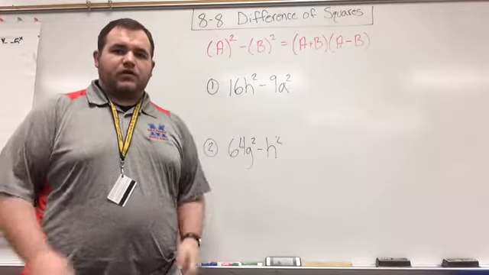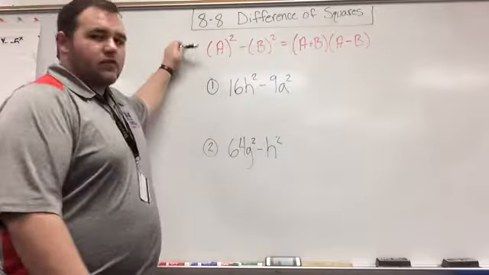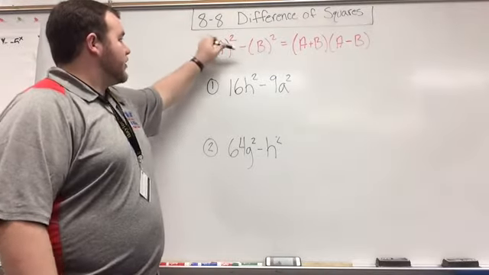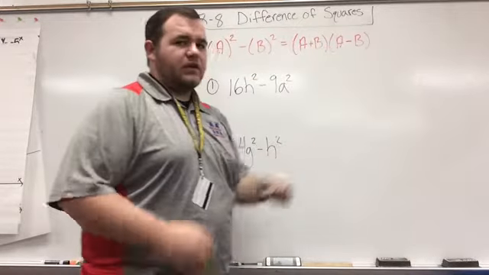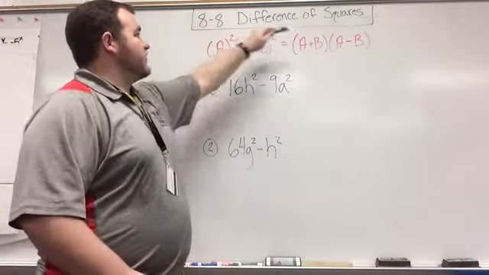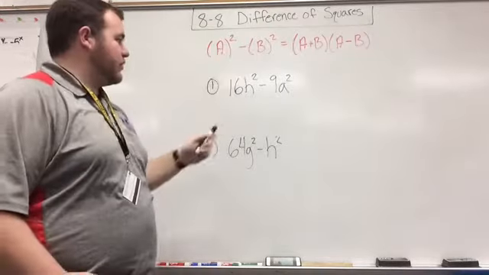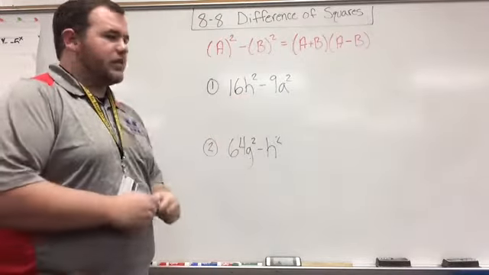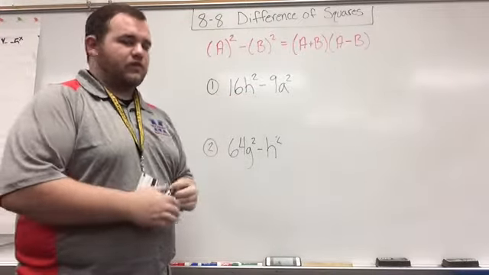Hello class, today we're going to be talking about 8-8 difference of squares. And if you look here, we have a little formula for you. A squared minus b squared equals a plus b times the quantity of a minus b. And notice it says difference of squares. We can only apply this formula when we're subtracting in the middle. And you'll see in the first two examples we're subtracting. And we have to have two squares that we can find the square root of.